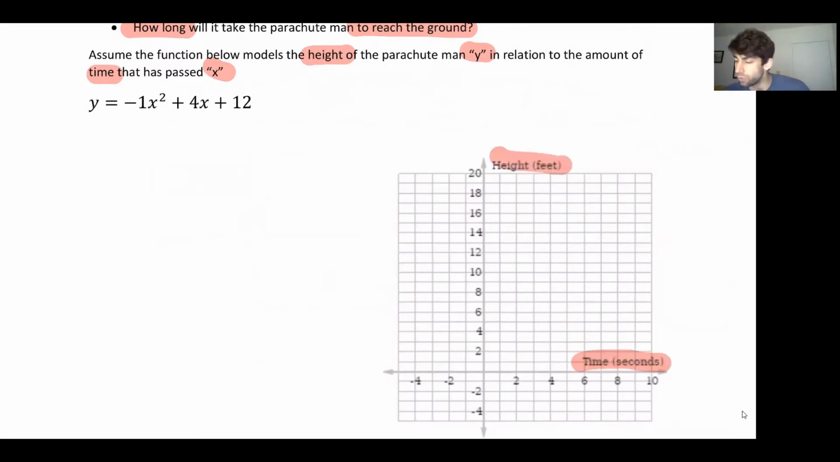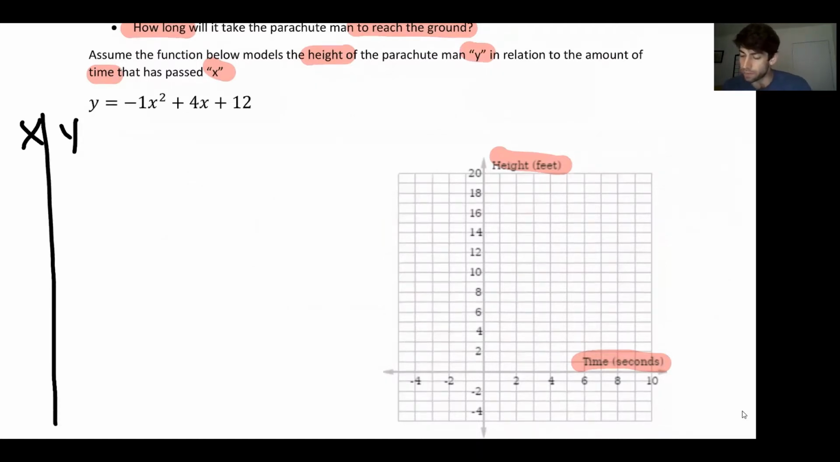Now what we're going to need to do to graph this, because it's going to show us how high the parachute man is over the course of time, we need to make a table and plug values in for x. So I'm going to make a pretty big table because we want to have lots of space to plug in any x values we want. So the first x value, because remember x is time and y is height, the first amount of time would be 0. We're talking about seconds here for time, so 0 seconds.